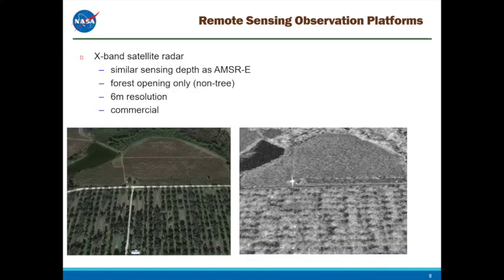And then my last chart before the summary is another platform, which is X-band satellite radar. X-band is just 1 centimeter wavelength, so we don't expect that we can do soil moisture when there is a sizable amount of vegetation. But AMSR-E, which is a radiometer, was able to map the soil moisture at X-band.